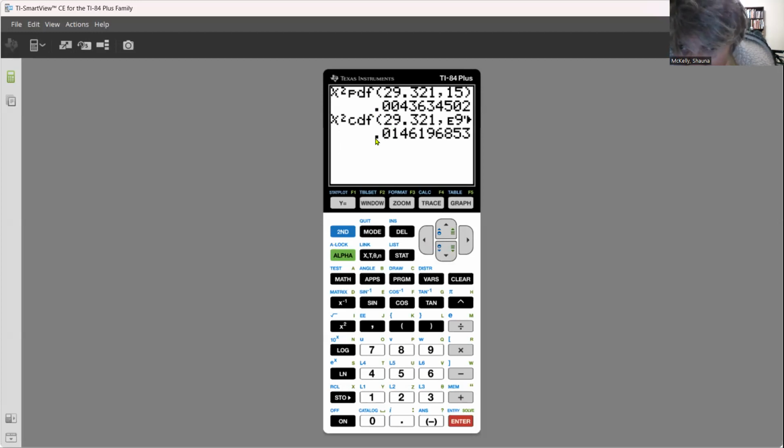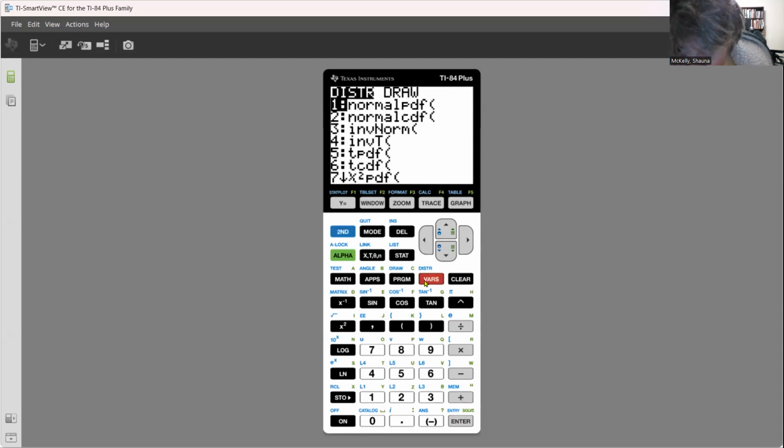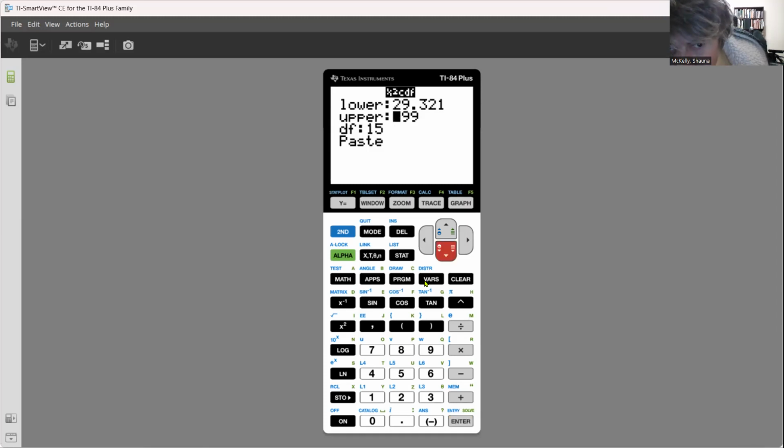So what we want here is 0.0146 should be our answer. You want to make sure you're using the CDF. So once again, second distribution, chi-squared CDF. This one here, number 8 for me, 29.321 E99. Remember your DF is 15. Paste it. There's my number.